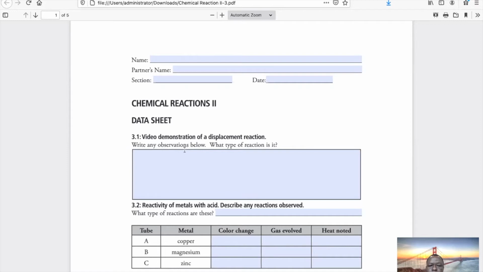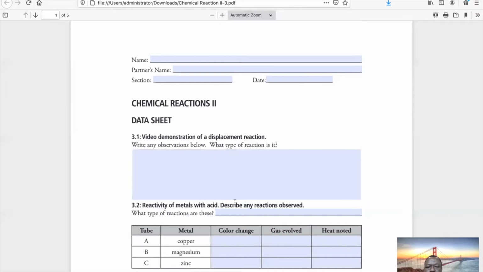What do you see? What type of chemical reaction? Is it decomposition? Is it combination? Is it combustion? You may have more than one type, but just give me one. Both will be correct when I look at your script. So that's what I will be looking for in section 3.1.